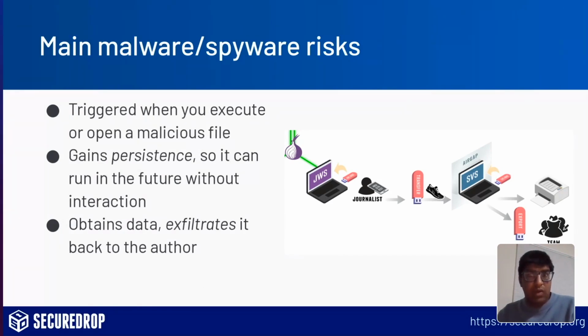So let's talk about what malware, especially malware that targets journalists, wants to do. Typically, whenever you open or execute a malicious file, that's when malware can run. There are two main things. One, it'll try to gain persistence, so that it can run in the future without any interaction on your part. And second, it tries to find data on your computer and then exfiltrates it, or sends it back to the author. In this case, using the air-gapped computer, because it's offline, it can't exfiltrate anything. Additionally, there are pretty limited opportunities for it to gain persistence because of how the air-gapped computer is set up.